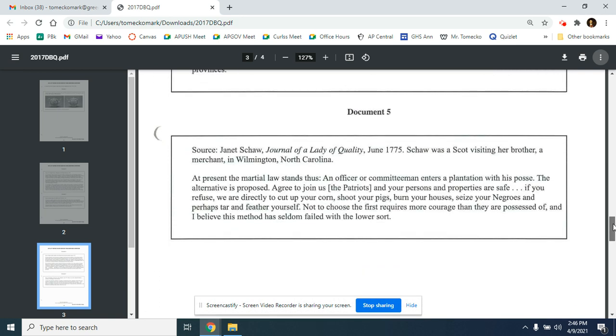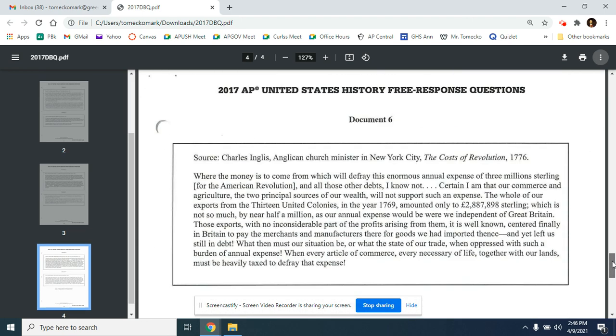We fast forward and we have a journal, a woman's journal, and this is also in 1775. Very big year, right, in terms of the war breaking out and heading much, much closer to that Declaration of Independence. All right, we see that she is a Scot, so she's from Scotland, but she's visiting her brother, who's a merchant in Wilmington, North Carolina. So we have, again, an outsider's perspective on things. We move forward a little bit more.